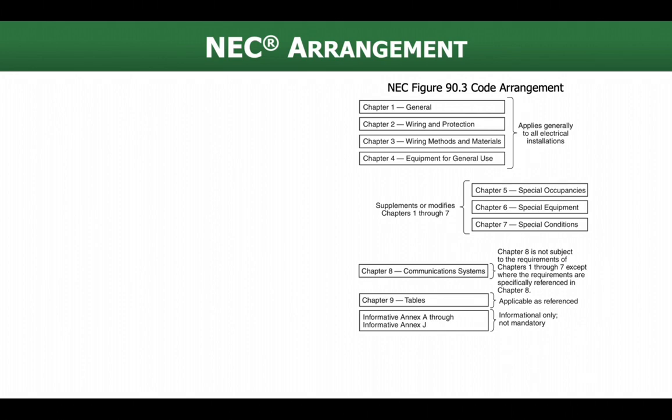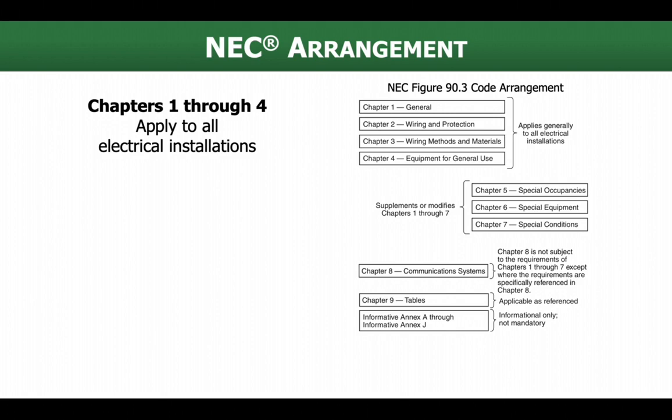So let's take a look at the arrangement of the National Electrical Code here. It's important to understand the different chapters, the different articles that are within them, and how to get around in there and which ones take precedence, because sometimes we'll have differences between articles and what they say you have to do. And we want to know, well, which one pertains to what I'm doing in particular.